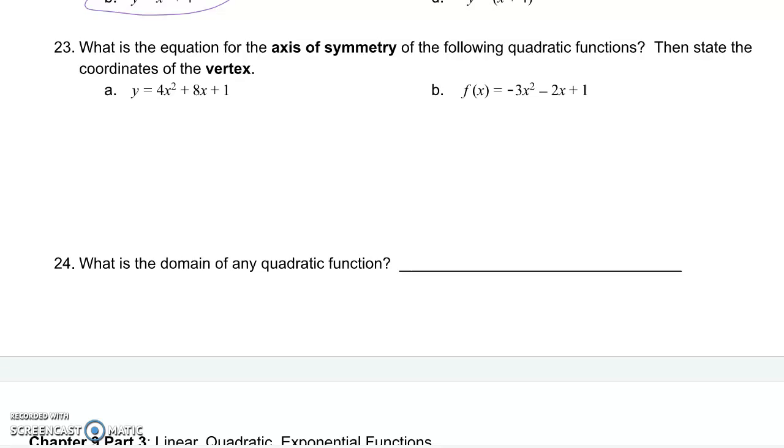Axis of symmetry, this is where we know x is equal to the opposite of b all divided by 2a. Axis of symmetry is always the equation of a vertical line.